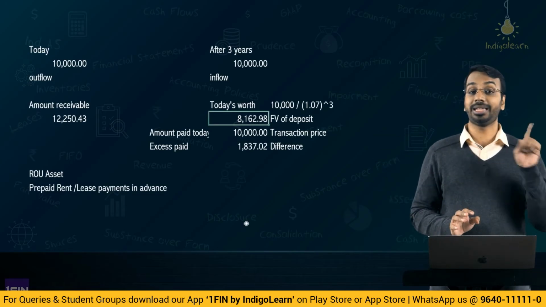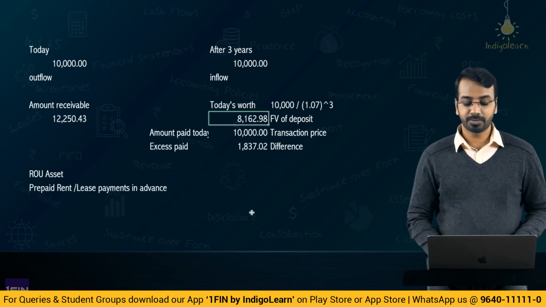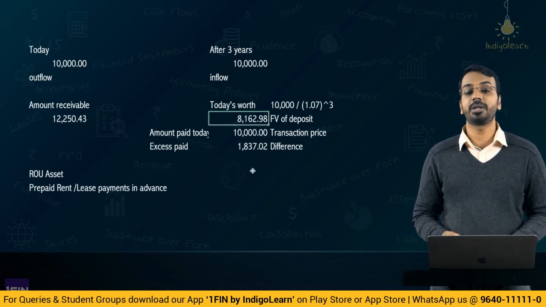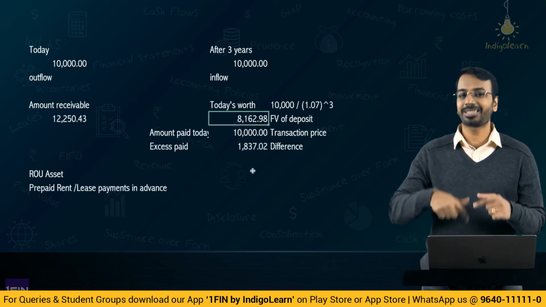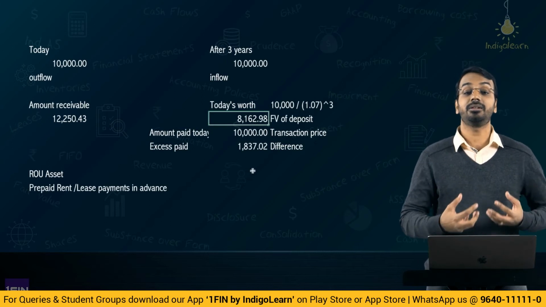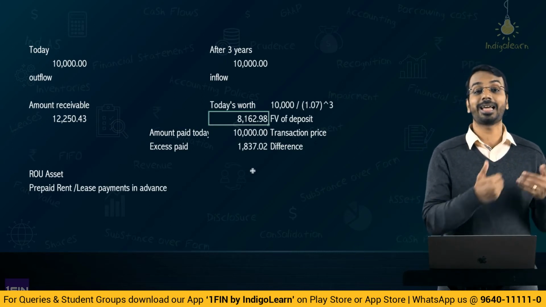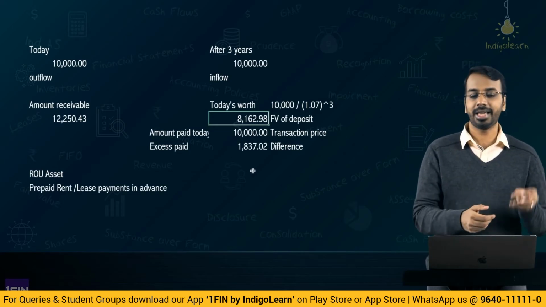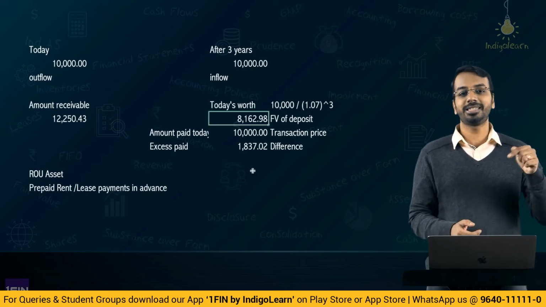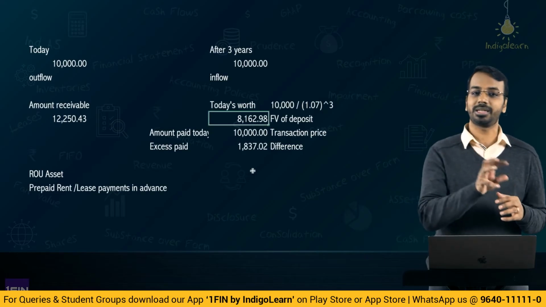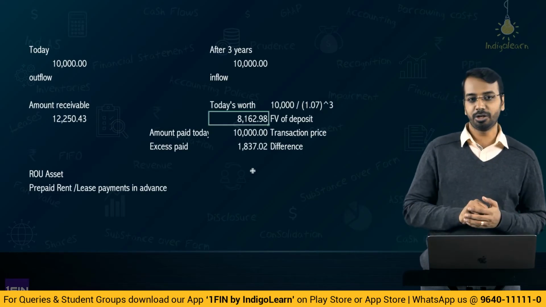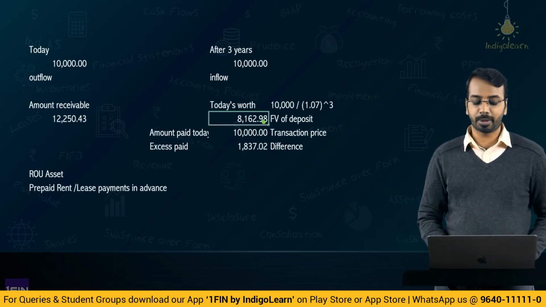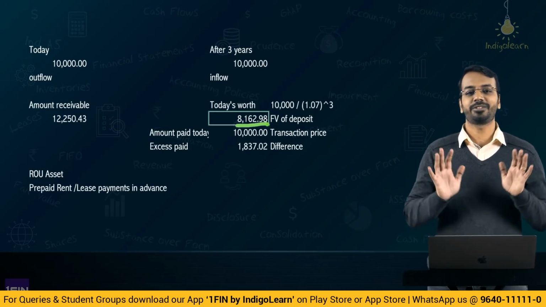But to this person I paid 10,000. Now in that 10,000, 8,162 represents present value of deposit. The extra amount over that represents a component of rent that I am paying. Or you can say that represents the leasing services that I will receive in the future. Because to a third party, if I had given this 8,162, he would have given me 10,000 after 3 years.